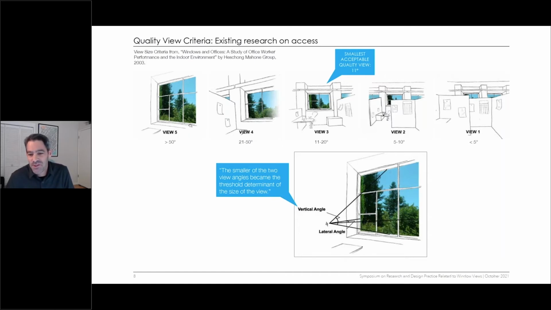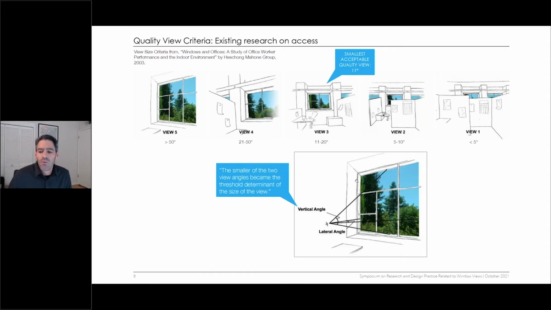In their research, in this study, they looked at the impact of views and daylight on office worker performance, and set up a set of categories of view acceptability, from a very good view with over 50 degrees angle to a very poor view with less than 5 degrees. And they decided that the smallest acceptable quality view would be about 11 degrees, which you see as a sketch here. This is part of their paper.